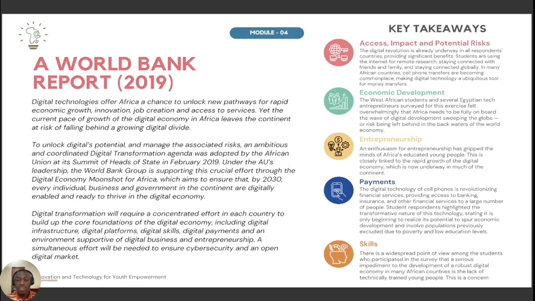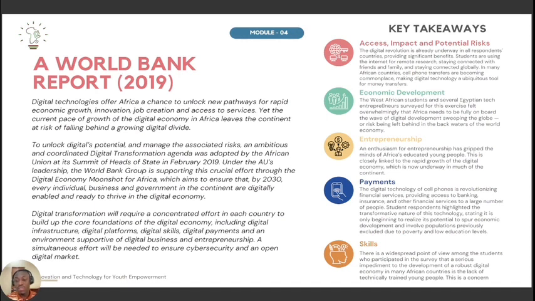So on the right there, we see some key takeaways in terms of the access, impact, and potential risks, right? We see key takeaways from this particular report on economic development, and also on entrepreneurship, payments, and skills. Now, let's just look at payments.